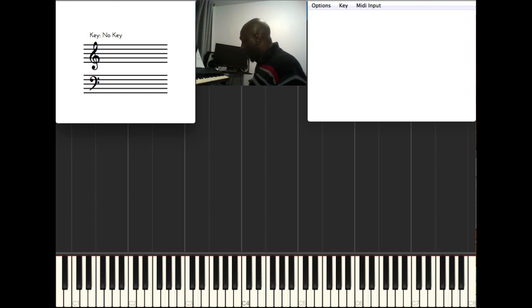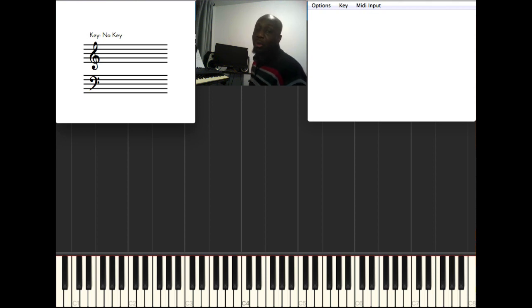So if the Ionian mode is the major scale, the Dorian mode would be D, E, F, G, A, B, C, D. So it would be the major scale, but I'll just be starting on the second scale degree. So that's one way to remember what the Dorian mode is.